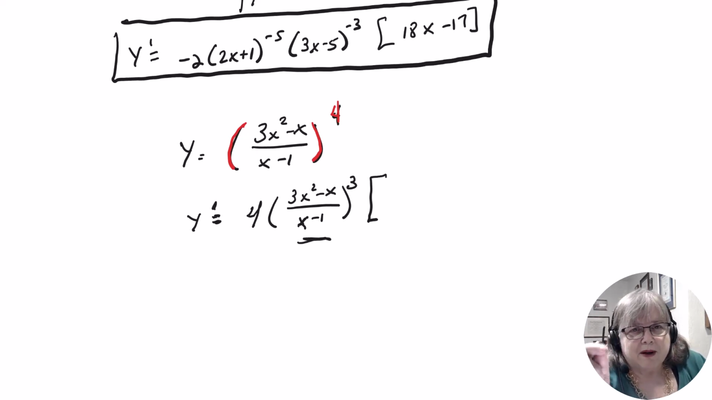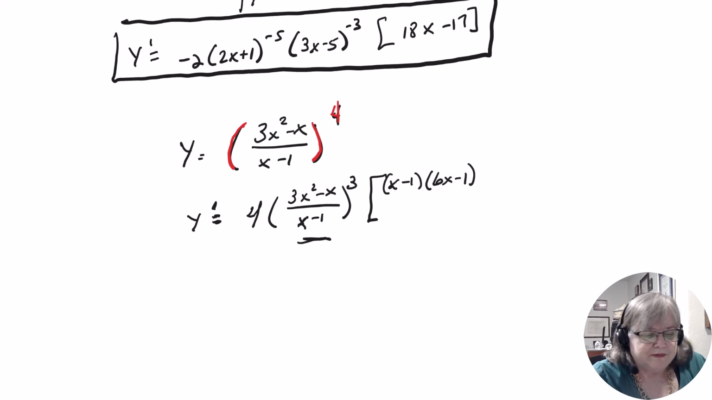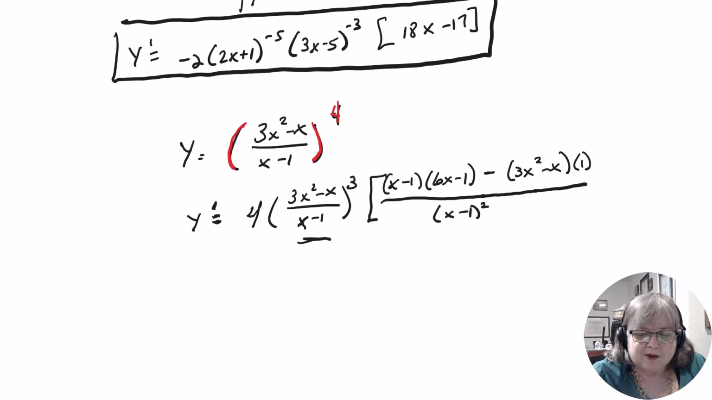So the quotient rule is the bottom times the derivative of the top minus the top times the derivative of the bottom over the bottom squared. So it's the bottom times the derivative of the top. The derivative of 3x² − x is 6x − 1. Okay? Minus the top times the derivative of the bottom. And the derivative of x − 1 is 1. And you don't need the 1, but I want you to see that we did it. All over the bottom squared.